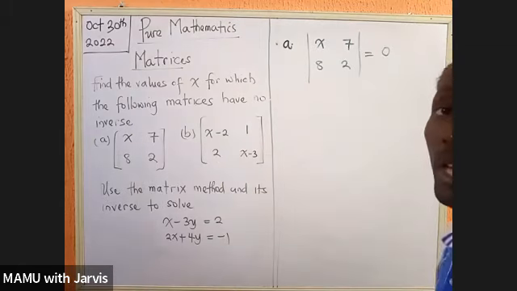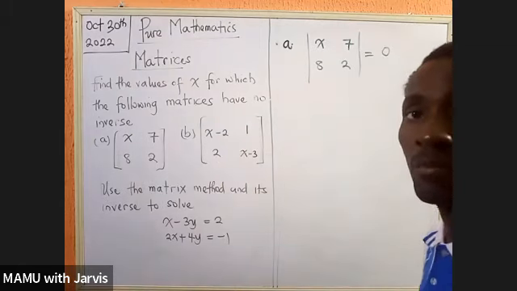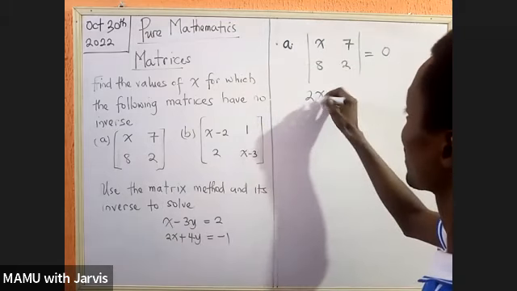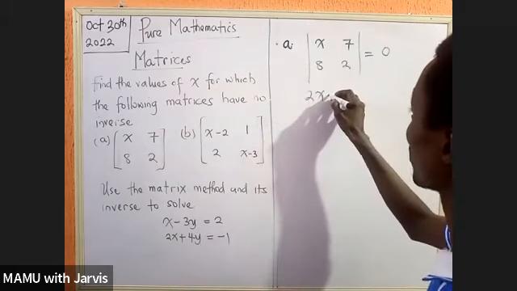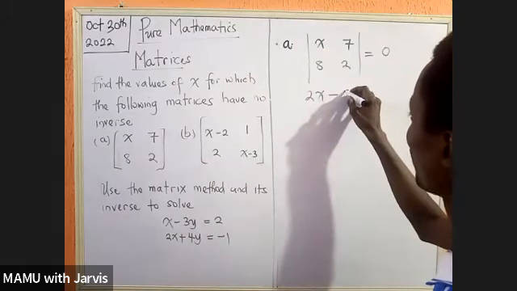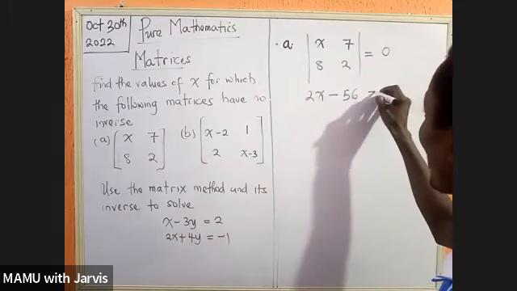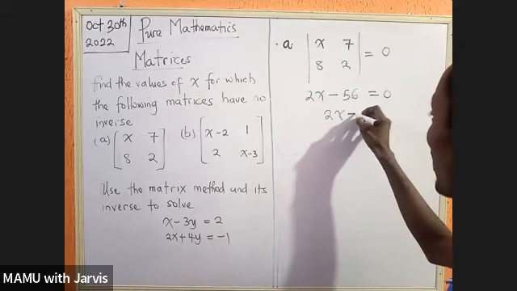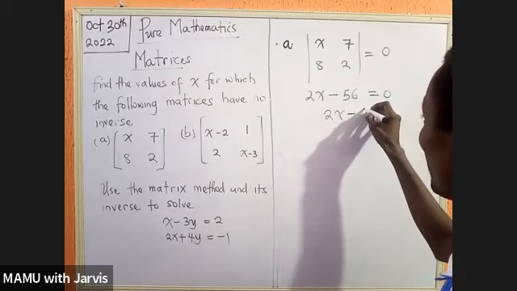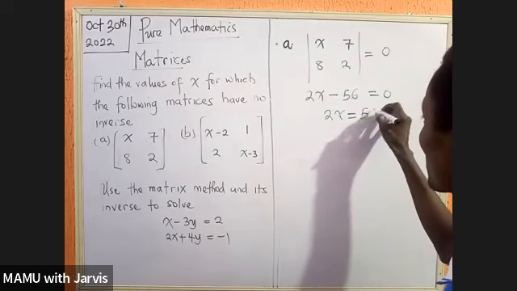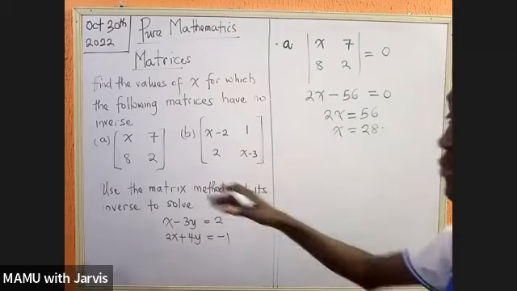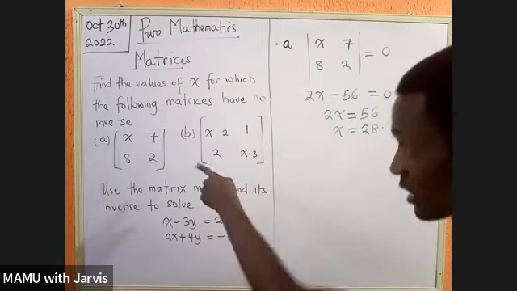The next thing we do is the concept of cross multiplication. This times this will give me 2x. This times this will give me minus 56, and that will be equal to 0. So what that means is that 2x minus 2x will be equal to 56, and x will be equal to 28. So that takes care of this particular problem.